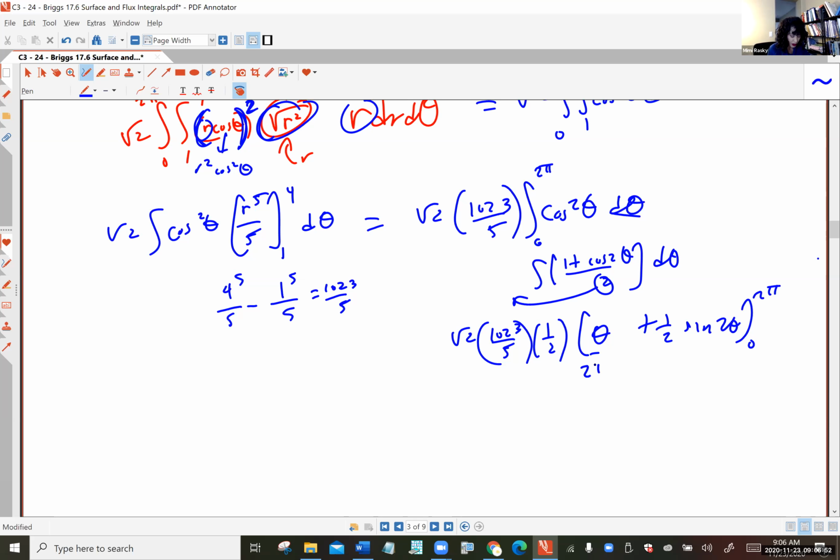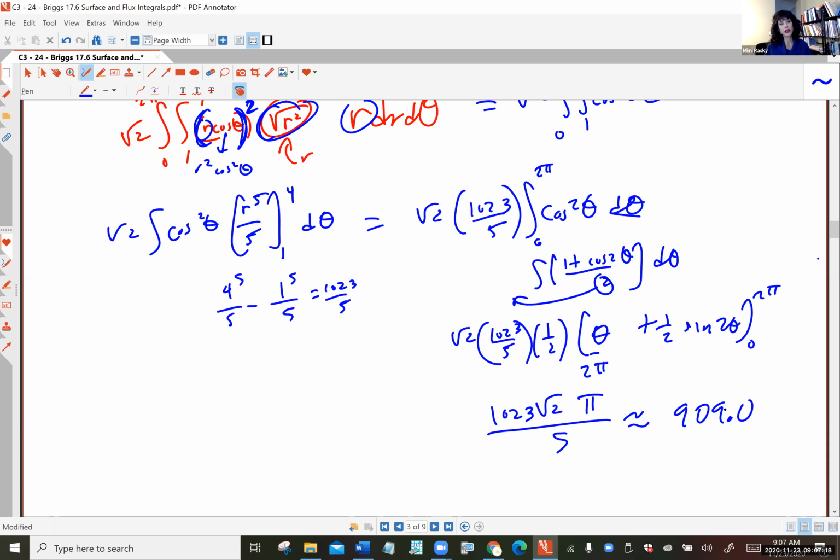And so then after reducing this to lowest terms, I get a really weird number, 1,023 square root of 2 pi over 5, and that's approximately 909.0. Fine. Questions? Nope. So those are the only two problems I'm going to do for you with regards to scalar surface integrals.